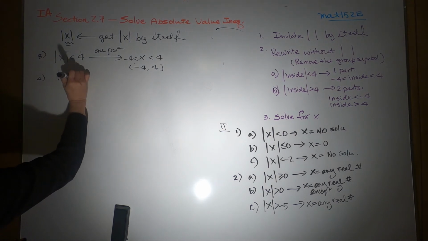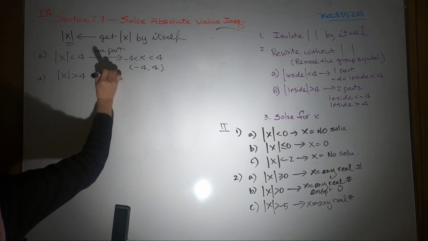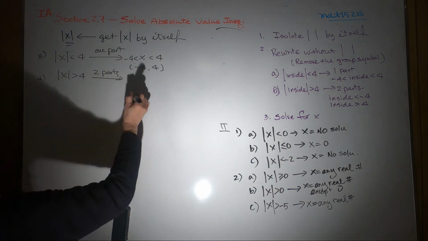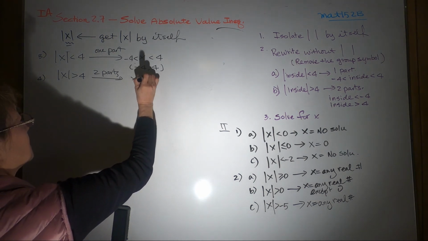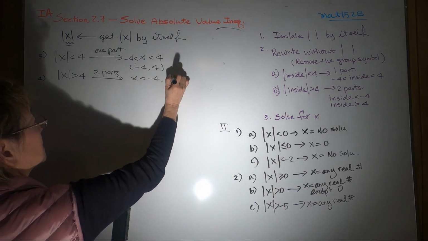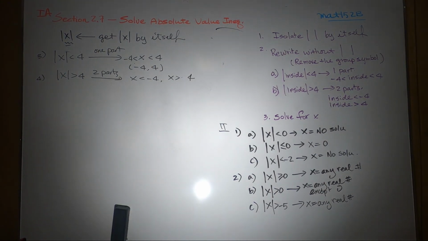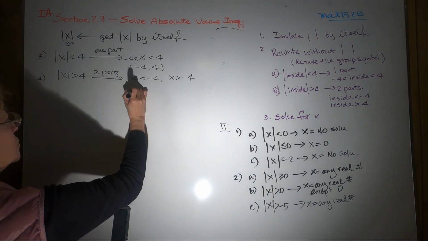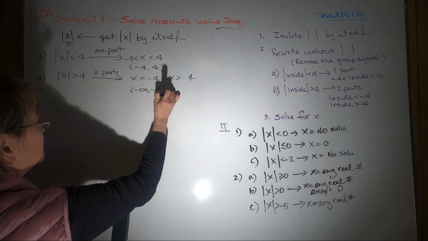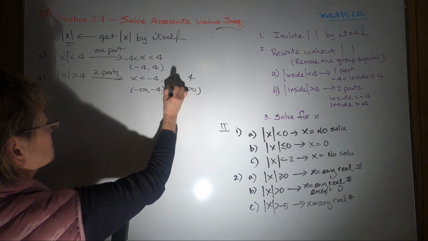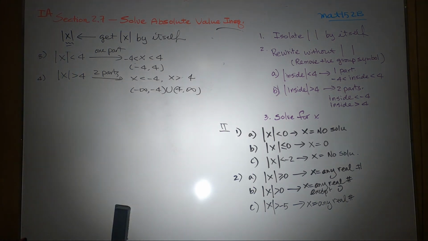If we have this one bigger than 4, what do you think? We'll have 2 parts further away from 0 distance, right? So x can be what? Less than -4 and greater than +4, right? So it ends up, we say -infinity to -4, and here is 4 to infinity. Then we use union together for the two parts for the answer, right?